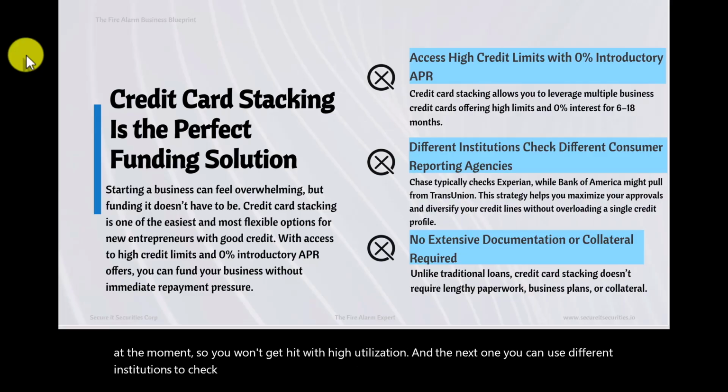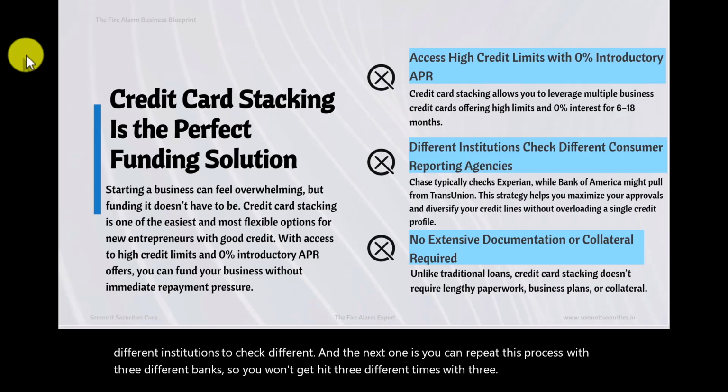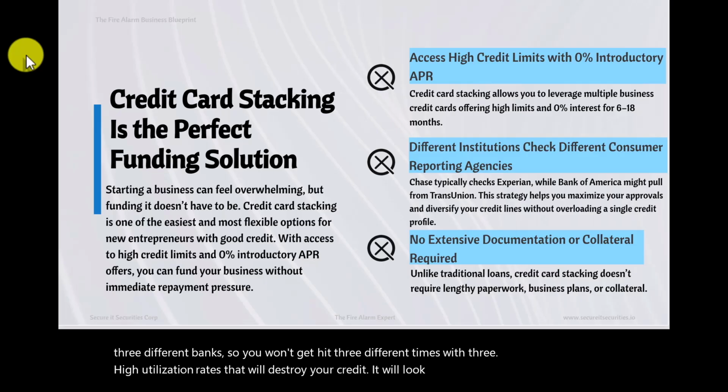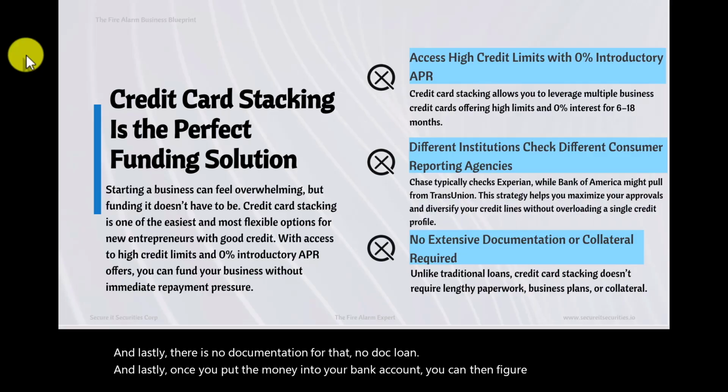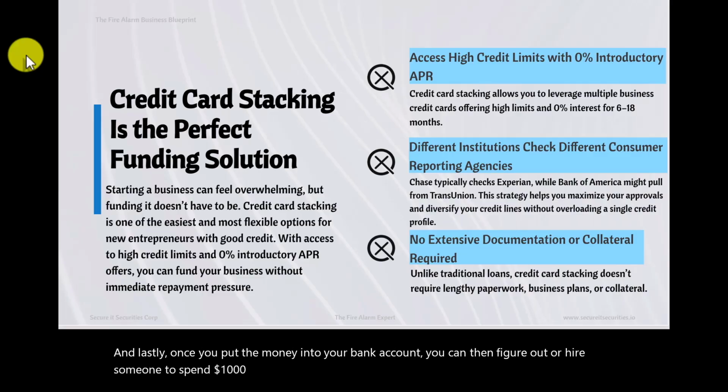And the next one is you can repeat this process with 3 different banks, so you won't get hit 3 different times with high utilization rates that will destroy your credit. It will look like a loan, and all you have to do is pay it over time. And lastly, once you put the money into your bank account, you can then figure out or hire someone to spend $1,000 a month to run your marketing campaign.